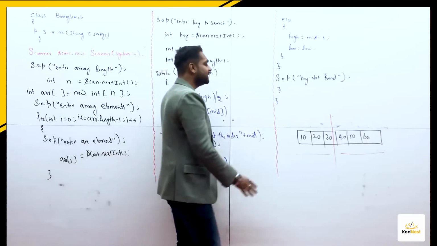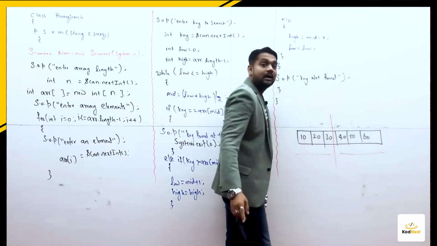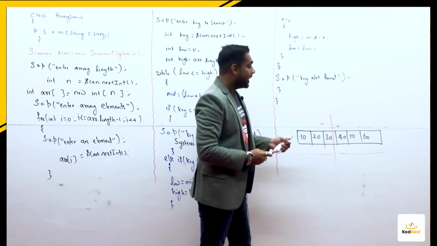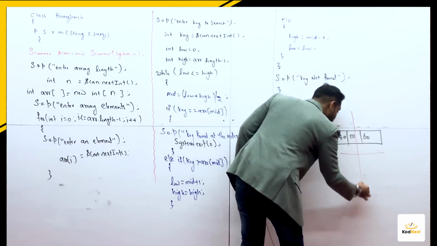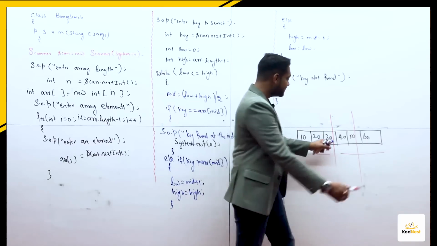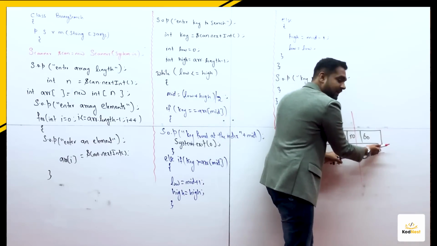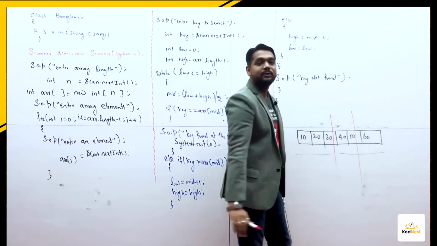Say supposing the element is this side. Again what will we do? Again we will divide the array into 2. Now this is the new array for us, because this is low, this is high. Again we will divide the array into 2.